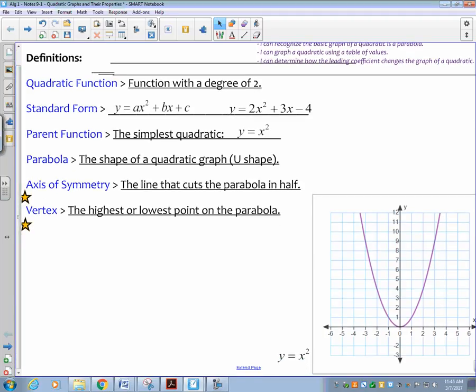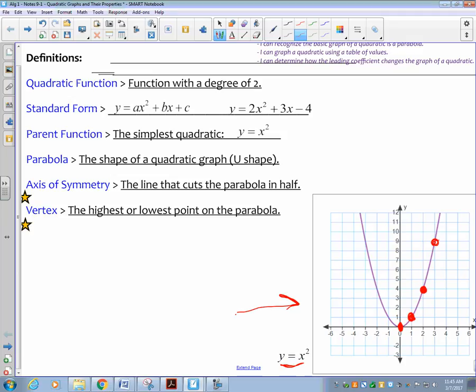Okay, guys, this graph right here is the graph of our parent function, y equals x squared. So if I plug in 0, what is 0 squared? 0. If I plugged in 1, what is 1 squared? 1. If I plugged in 2, what is 2 squared? 4. And then 3, what's 3 squared? 9. Now look at what happens.